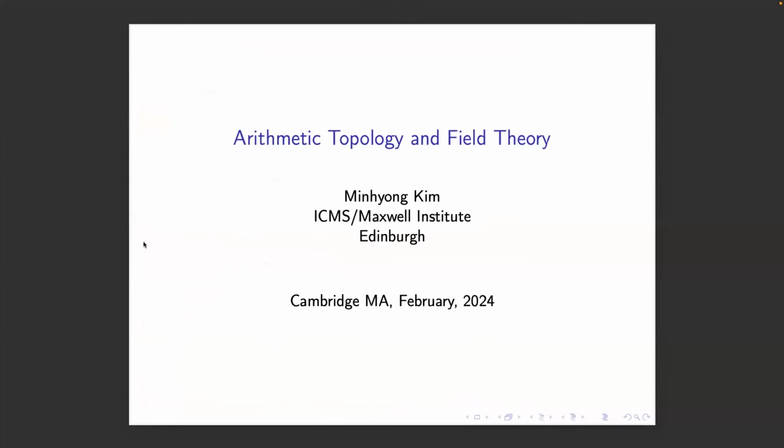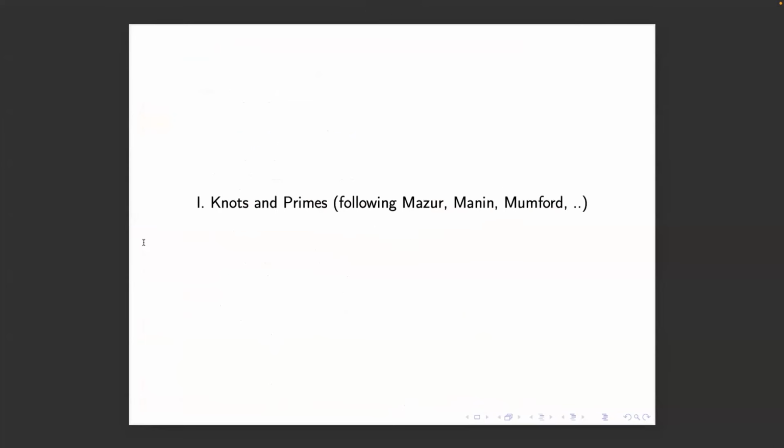I'll start today by introducing some of the superficial parts of the story that I think we're all trying to tell, because that's the only part I understand. I'll start with this rather old analogy between knots and primes. I mostly learned it from a paper of Barry Mazur, but I think it's also attributed to a number of other people. So I'm not sure exactly how the history of this subject goes at all.